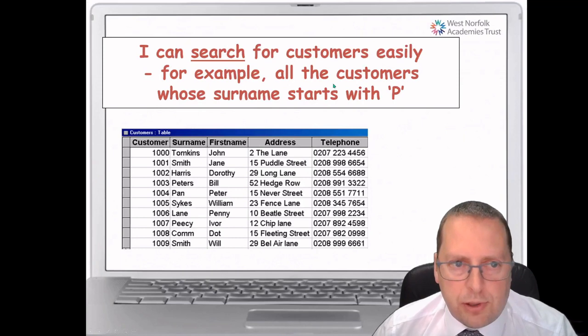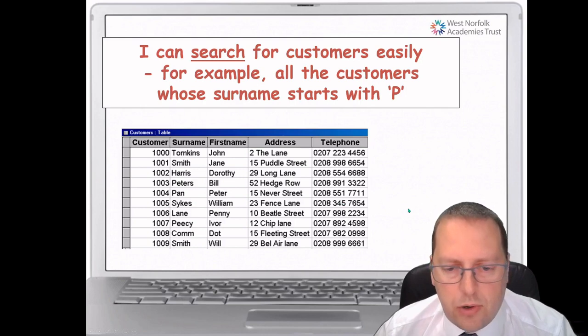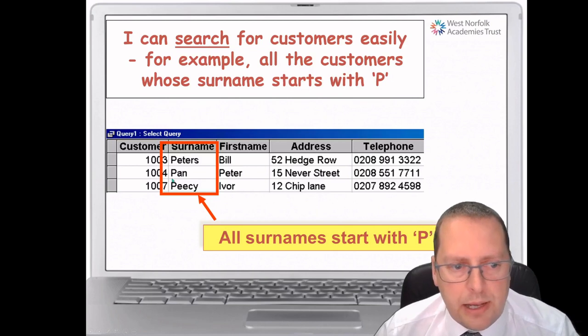And then you can search for specific information. So I could search for all the information for William Sykes. I could search for that and all his information will come up. Or here I'm searching for all the information where the surname begins with a P.